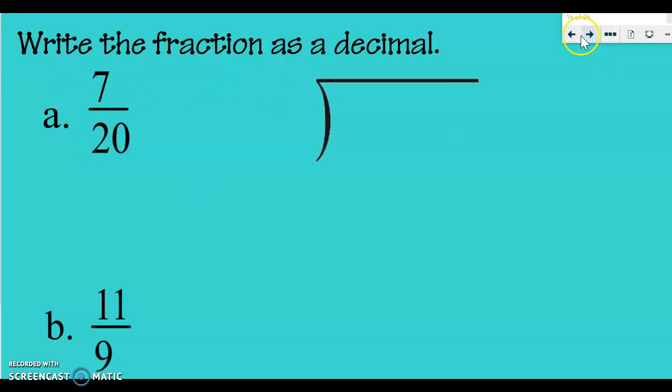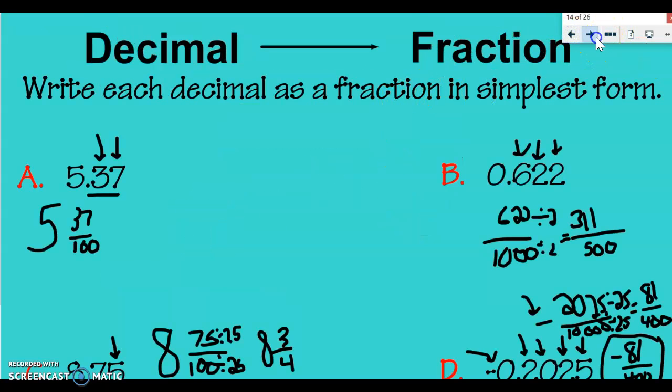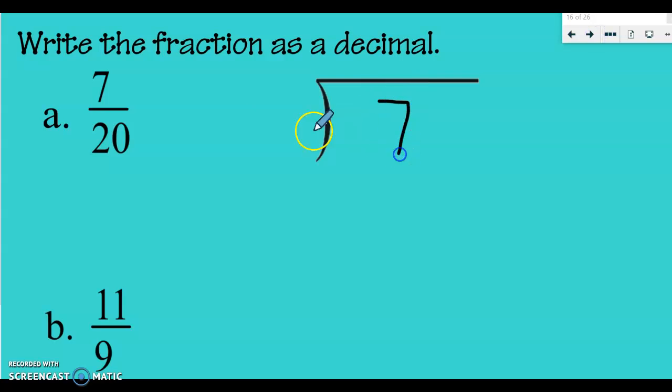So 7 over 20, how we set that up is your numerator goes on the inside, your denominator goes on the outside. So it is going to be 7 on the inside, 20 on the outside. So you set it up as long division. So how many 20s go into 7? 0. So I have 0. Then minus 0, because 0 times 20 is 0, so it's 7 left over. You add a decimal.